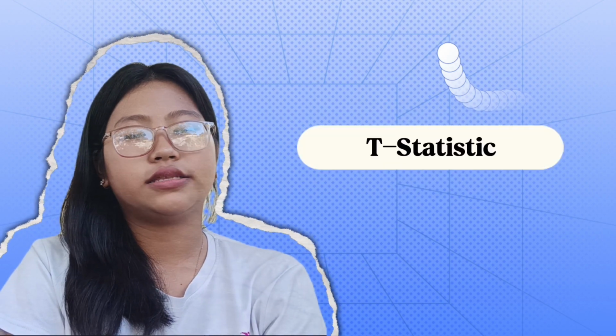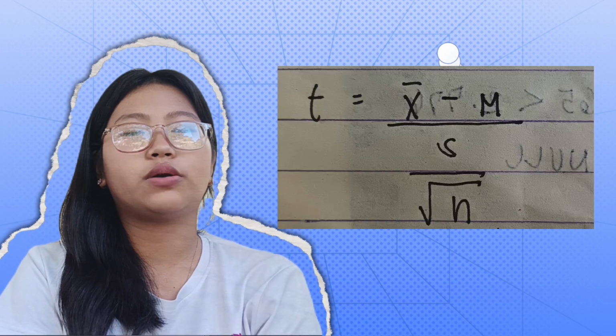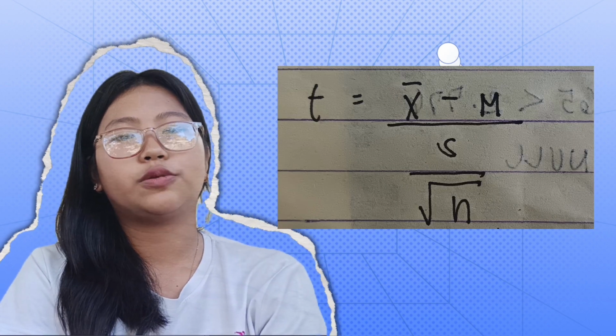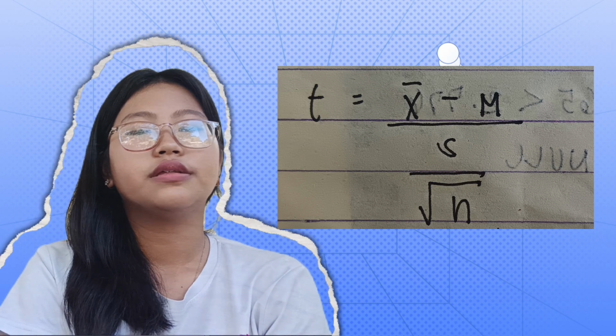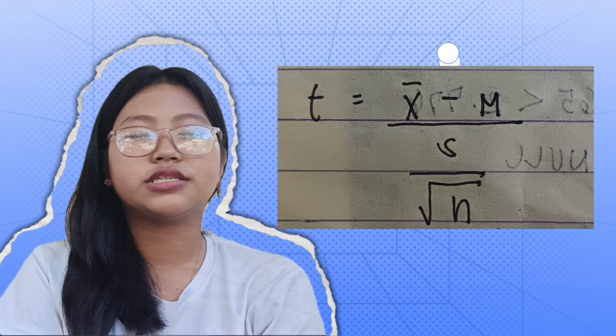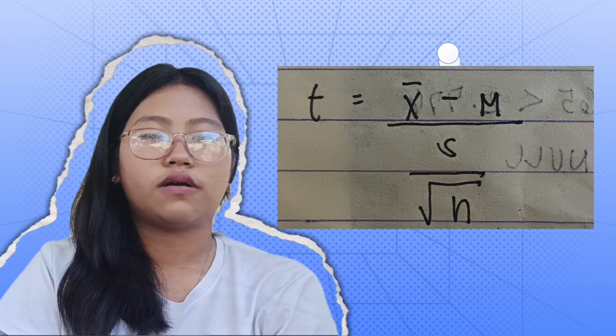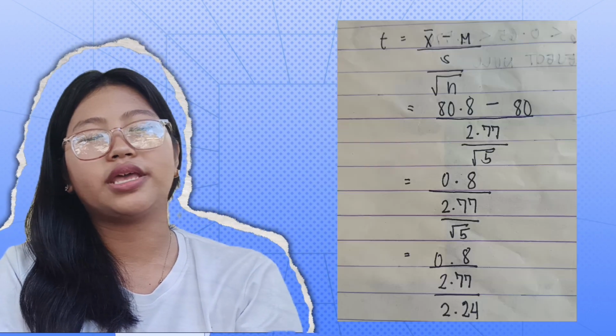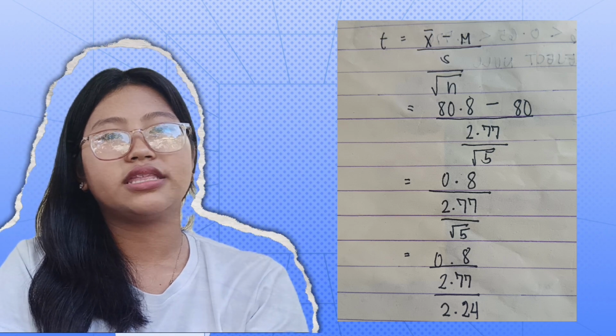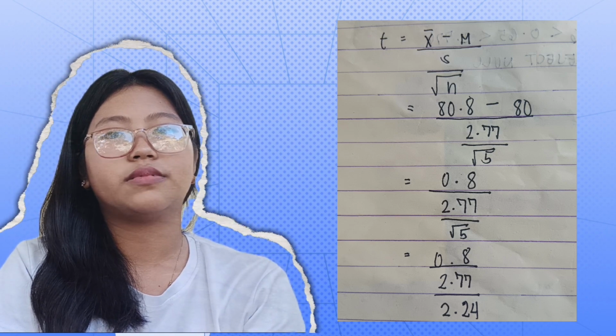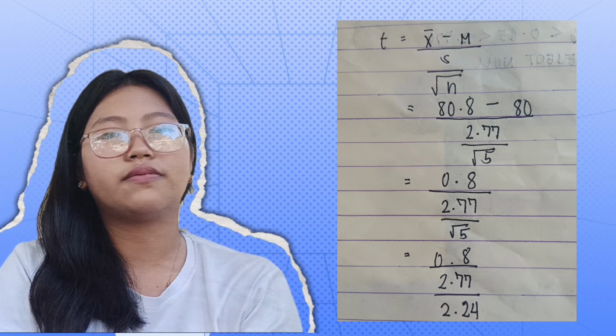So for our standard deviation, we got 2.77. So fourth step is solving the t statistic. So our formula is t equals sample mean subtracted by assumed mean divided by standard deviation divided by square root of sample size. Substitute the given, so 80.8 minus 80 over 2.77 divided by square root of 5.